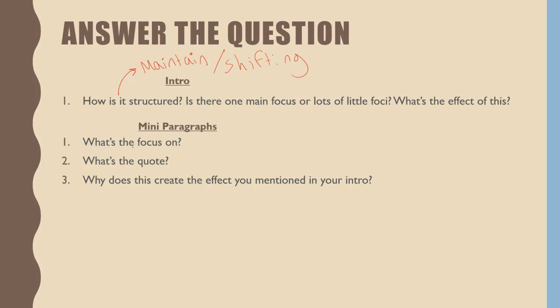The first point in each mini paragraph is, on the part of the text that you're on now, what's the focus? Then you put a quote to prove that is the focus, and then at the end, you say, why does that create the effect that you just mentioned up here, right? Here. You said that it causes this effect here. In each mini paragraph, you say the focus, the quote, and then you say why that quote and focus creates that effect that you just said.